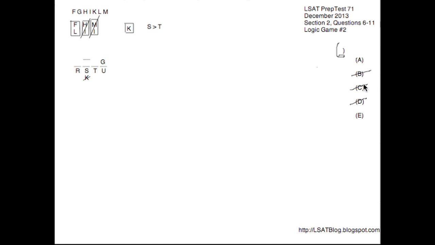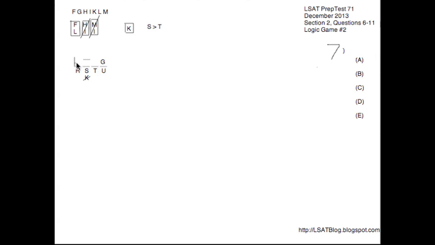We're down to A and E now. We haven't checked the rule that G has to go on U, so let's look for that, and sure enough, E violates that, having G on R. So E is gone, leaving A as our answer for number 6. Next, number 7: if H goes to R, what could be true?